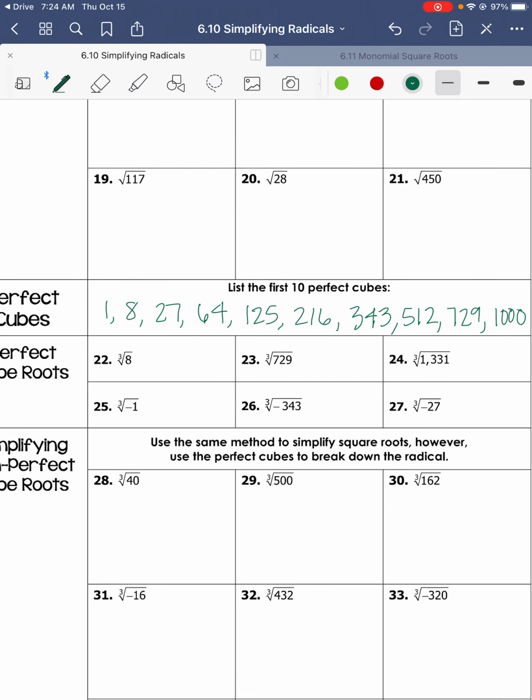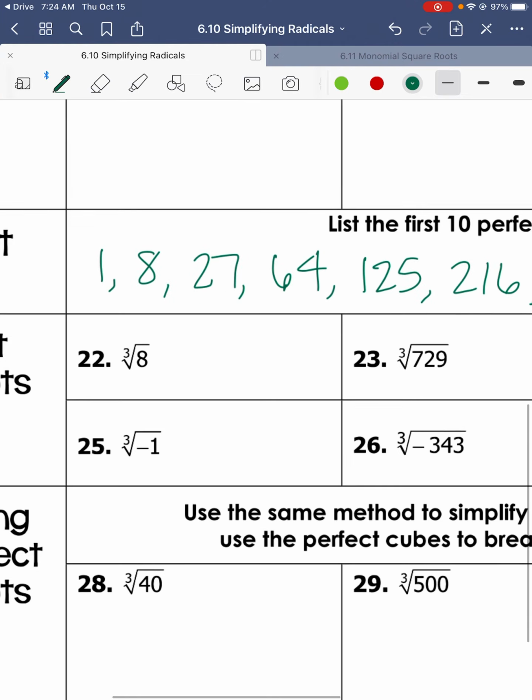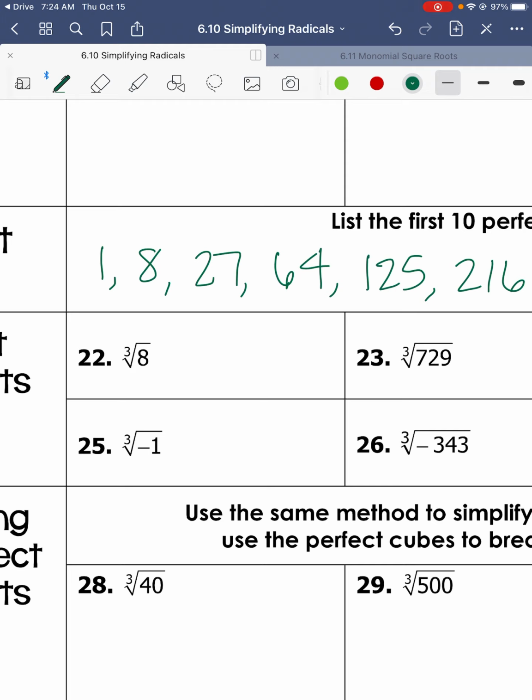Okay, so I would say you definitely should have the first 10 memorized for sure. But usually you'll be allowed a calculator with your homework and with your quizzes and tests. So it might be a good idea to just use your calculator to write down the first 10 cubes before you do any of these problems so that you know what factors you're looking for. Okay, so let's do a couple of these problems together.